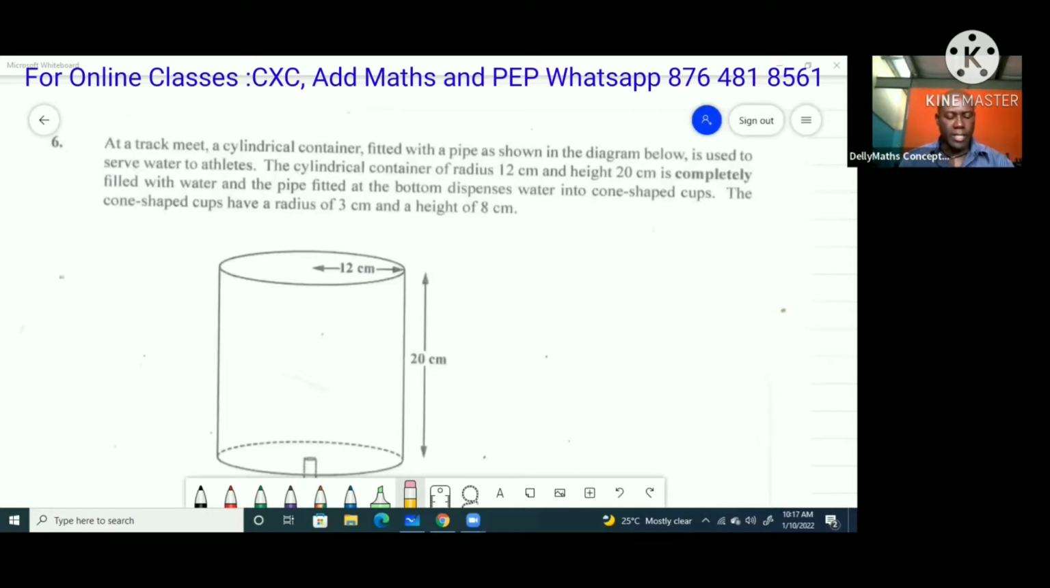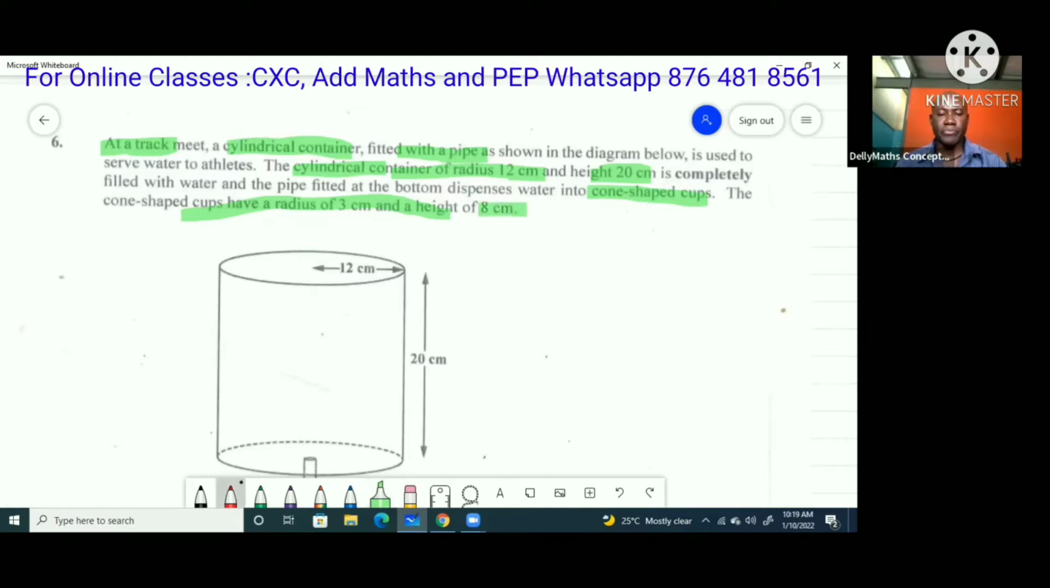What we're looking at today is question 6 from the January 2020 paper 2 examinations, CXC. It says, at a track meet, a cylindrical container fitted with a pipe as shown in the diagram below is used to serve water to athletes. The cylindrical container of radius 12 centimeters and height 20 centimeters is completely filled with water, and the pipe fitted at the bottom dispenses water into cone-shaped cups. The cone-shaped cups have a radius of 3 centimeters and a height of 8 centimeters.